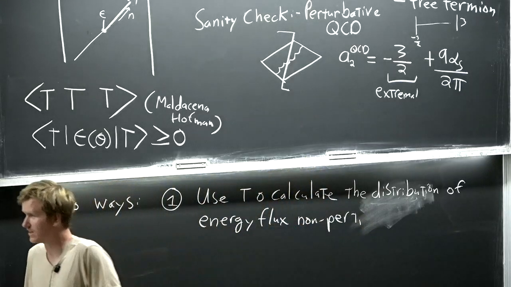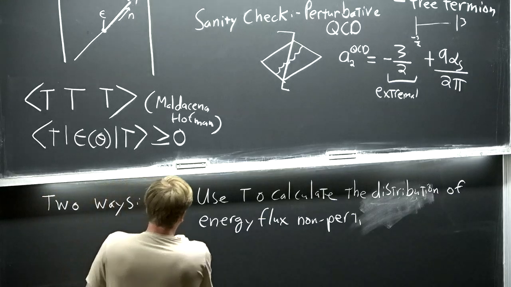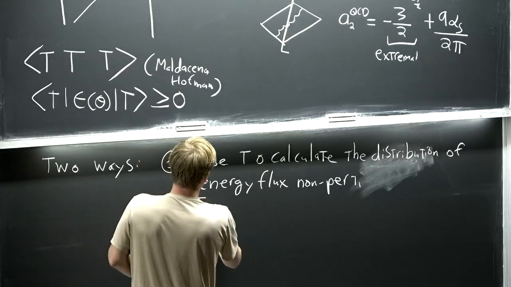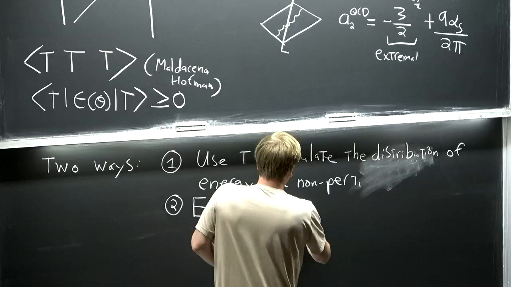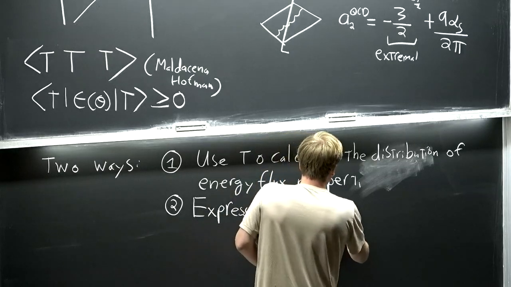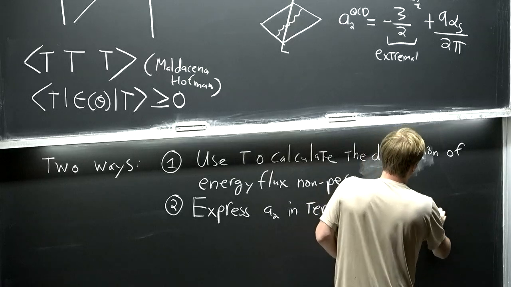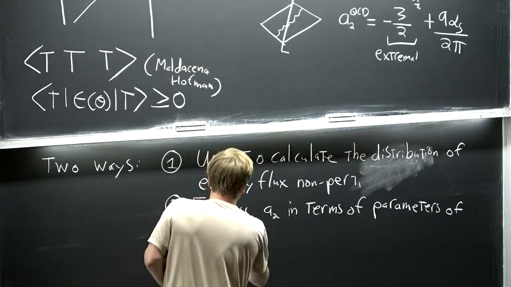And the second is, so this is maybe a bit obscure. If you didn't know what this A2 is, you place some bound on what it is, but it may not be the most interesting quantity. So in certain theories, you can express the value of A2 in terms of other parameters of your theory. And I'll give an example in a second. Of your theory and use this to bound them.